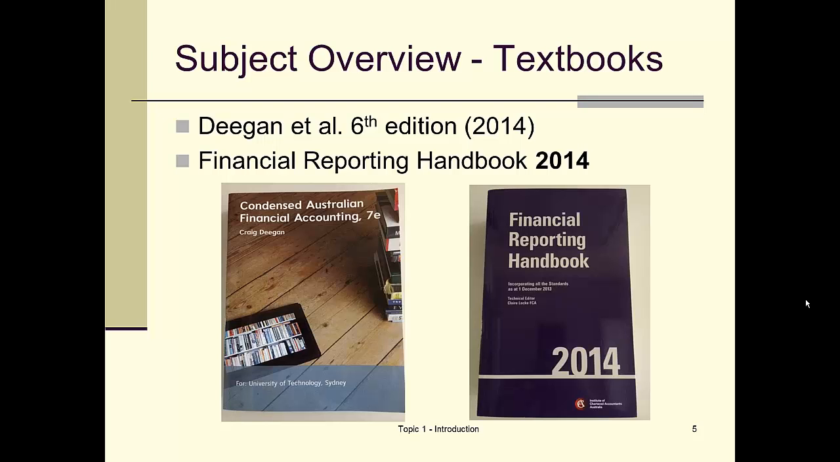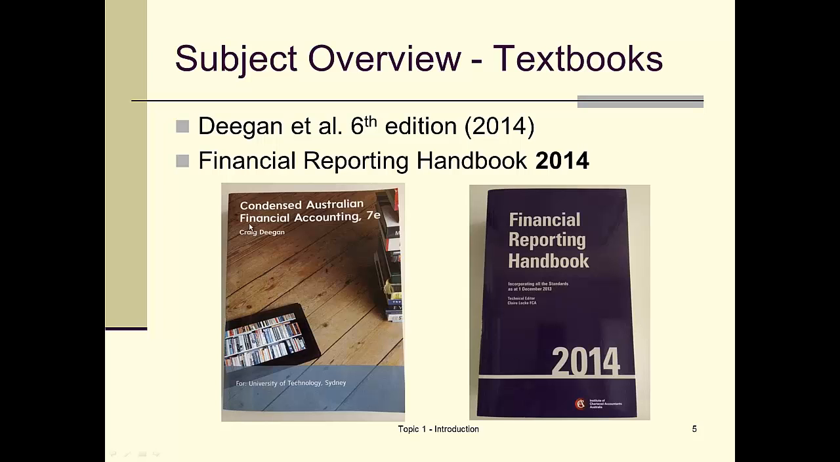Now, textbooks that you need, you only really need one textbook. We show 2 here. We've got the main text, Australian Financial Accounting by Craig Deegan. That one you should get. The Financial Reporting Handbook is something you might wish to get, but there's no requirement to purchase it, and as I will show you later, a lot of the stuff in there is available for free on the web. So I'll come back to that when I talk about other subject resources.